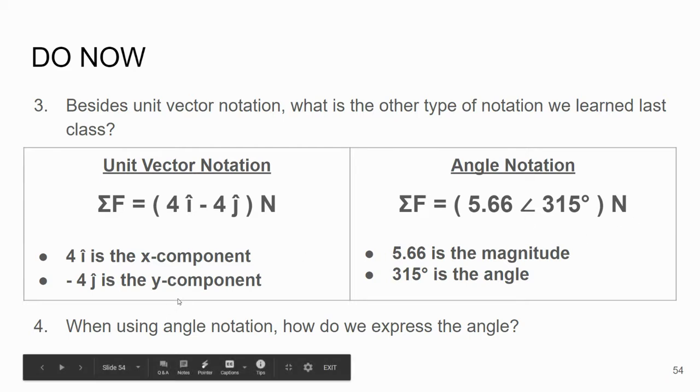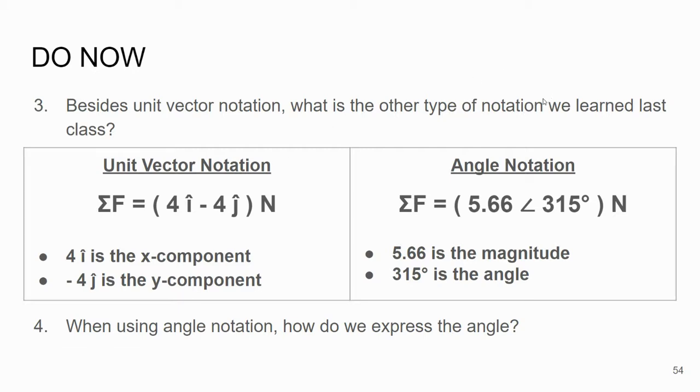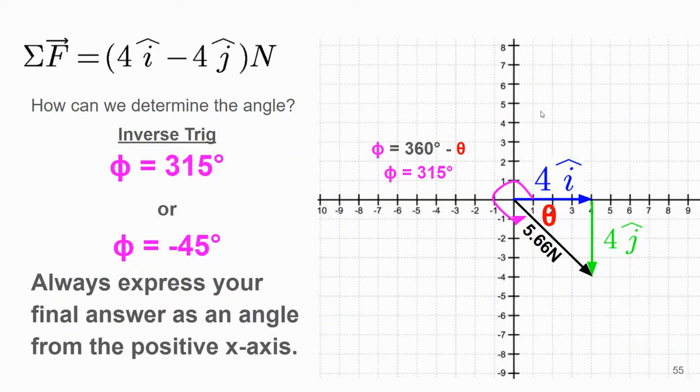So question 4, when using angle notation, how do we express the angle? You measure from the positive x-axis, and you go counterclockwise. So you go around this way. So this vector we're looking at here, you could call the angle that it's at either 315 degrees, if you're going around counterclockwise, or you could call it negative 45 degrees. So yeah, always measure counterclockwise from the positive x-axis.